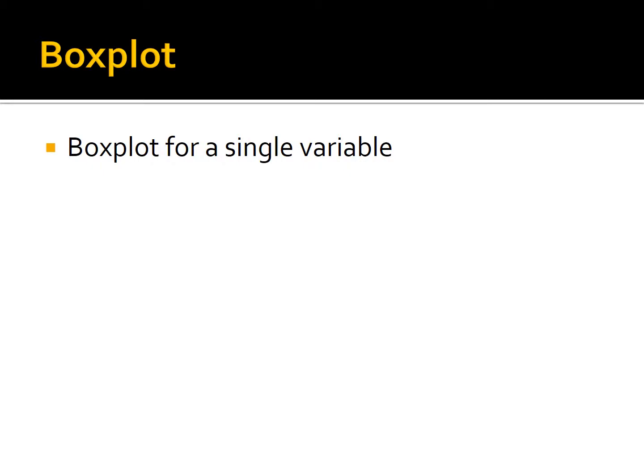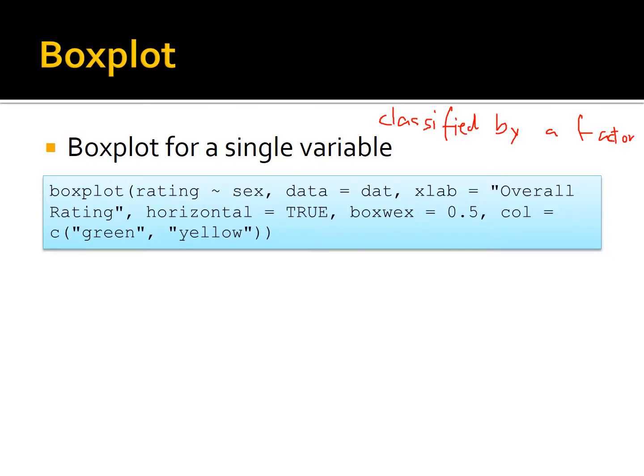So box plot for a single variable classified by a factor such as sex. I will use this boxplot function. It has a lot of attributes, but let's go through it. So I provide the rating as a variable classified by sex, data equal that. The xlab is the overall rating.